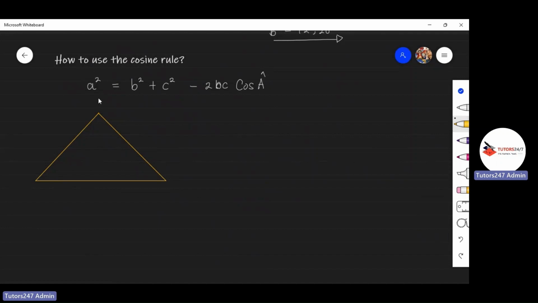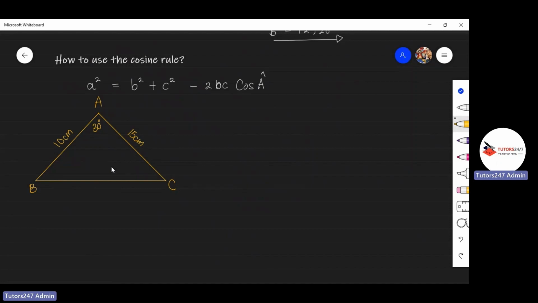So let's label this A, B, and C. Let's give this an angle of 30 degrees. Let's give AB a length of 10 centimeters and AC a length of 15 centimeters. Now, our question is to calculate the length BC.